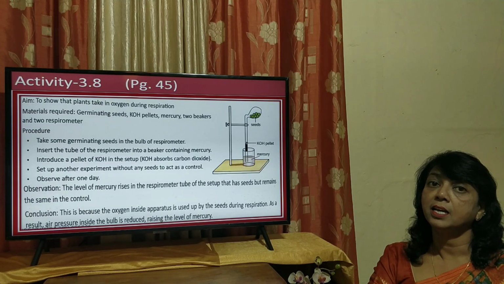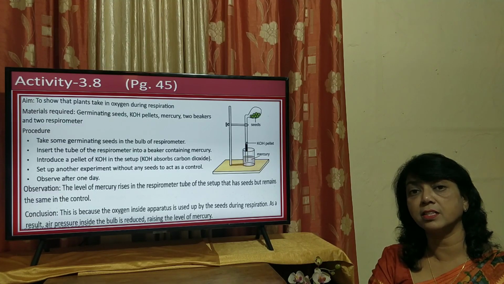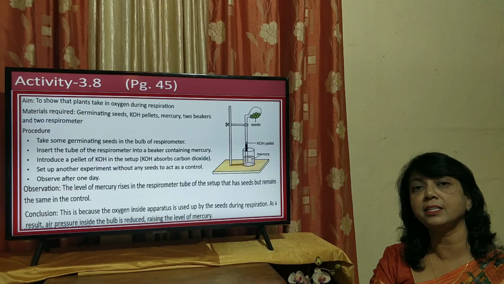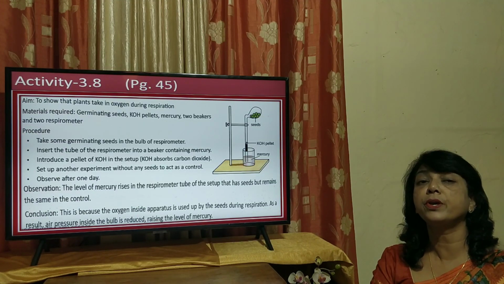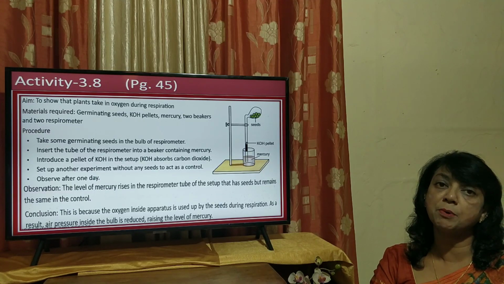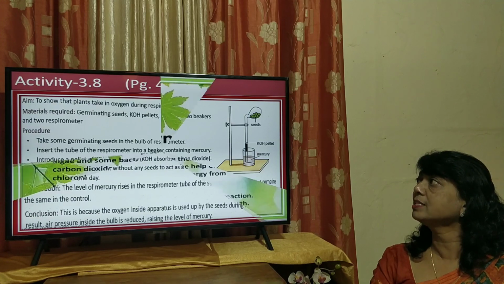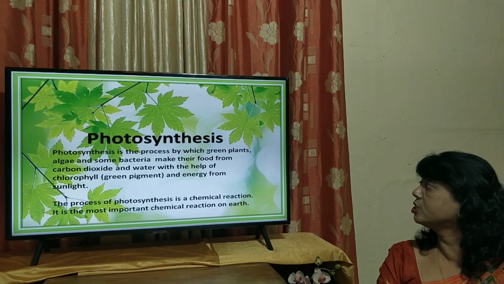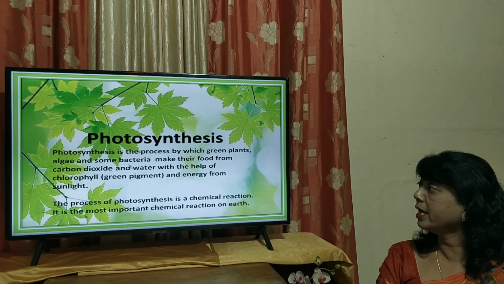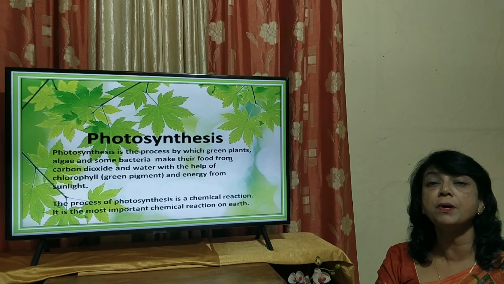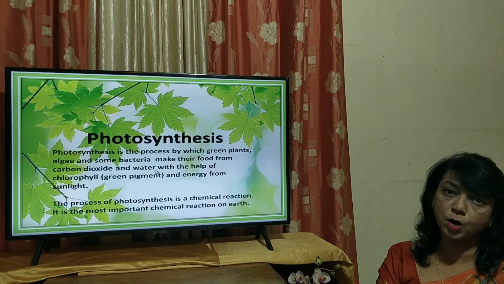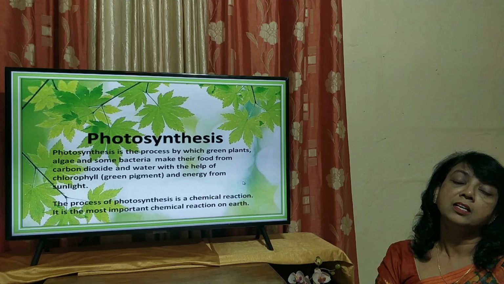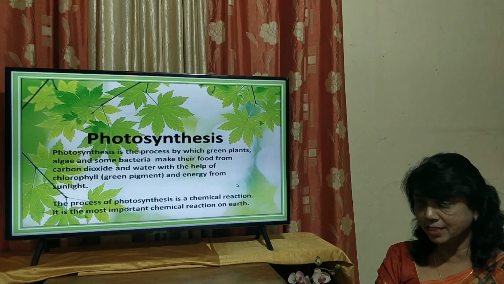Now we will see how certain factors affect the process of photosynthesis. Before studying that, first I would like you to recall whatever you have studied about photosynthesis. So let us recall it. Photosynthesis is the process by which green plants, also algae and some bacteria, make their food from carbon dioxide and water with the help of sunlight and chlorophyll. So that is what photosynthesis is.